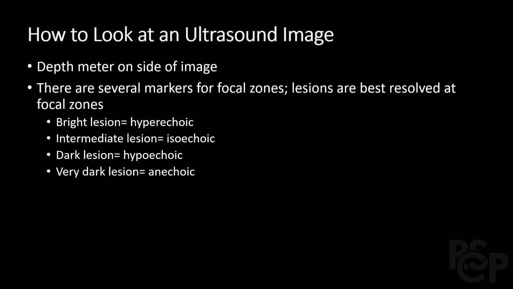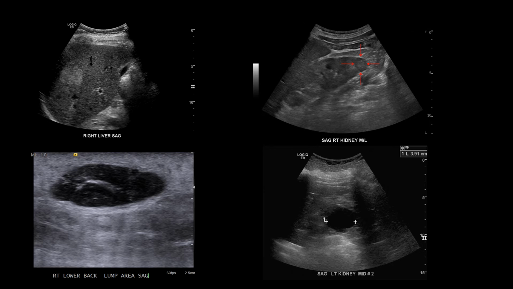In terms of how to look at an ultrasound image, there's a depth meter on the side of images, and these will be shown on the next slide. There's several markers for focal zones, and lesions are best resolved at focal zones. A bright lesion is hyperechoic. An intermediate lesion is isoechoic. A dark lesion is hypoechoic, and a very dark lesion is anechoic. So here we have some examples.